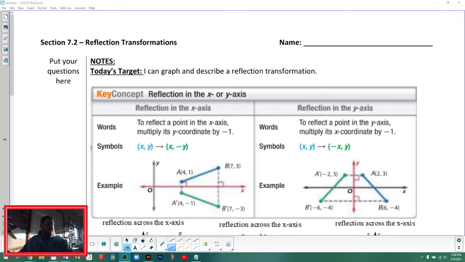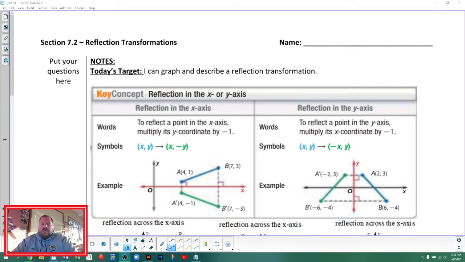Hello and welcome to the section 7.2 lecture today. Today we're going to be talking about reflection transformations. Before, we talked about translations, which was just moving something in a certain direction. Today we're going to talk about a reflection, the same way that you would talk about a reflection in the mirror.